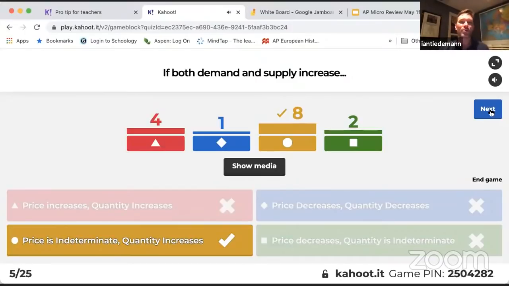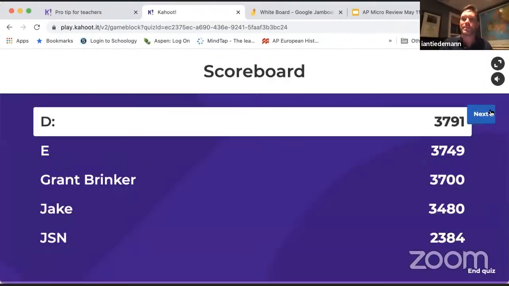All right, a hard one. If demand increases and supply increases, the demand increase has an upward effect on price and an upward effect on quantity. Supply increase has a downward effect on price, but an upward effect on quantity. So they would both move quantity to the right and increase quantity, but they would do different things to price. And since we don't know the magnitude, price is indeterminate.